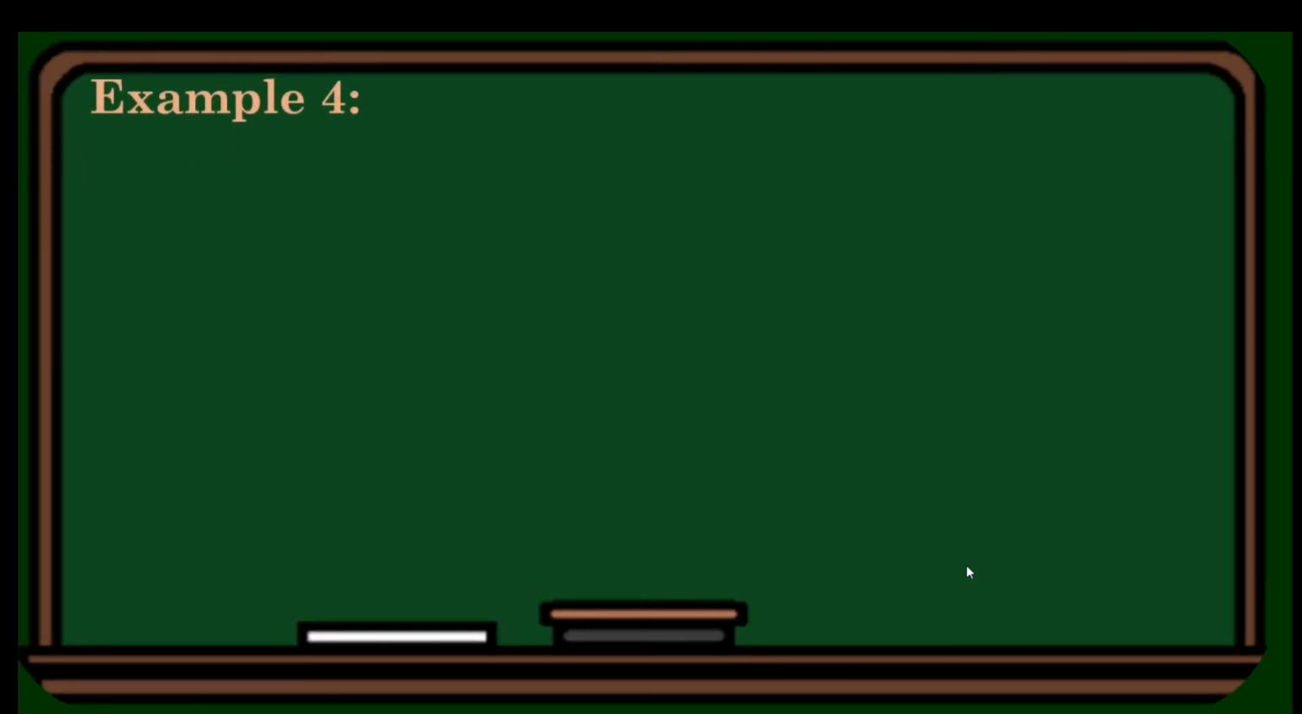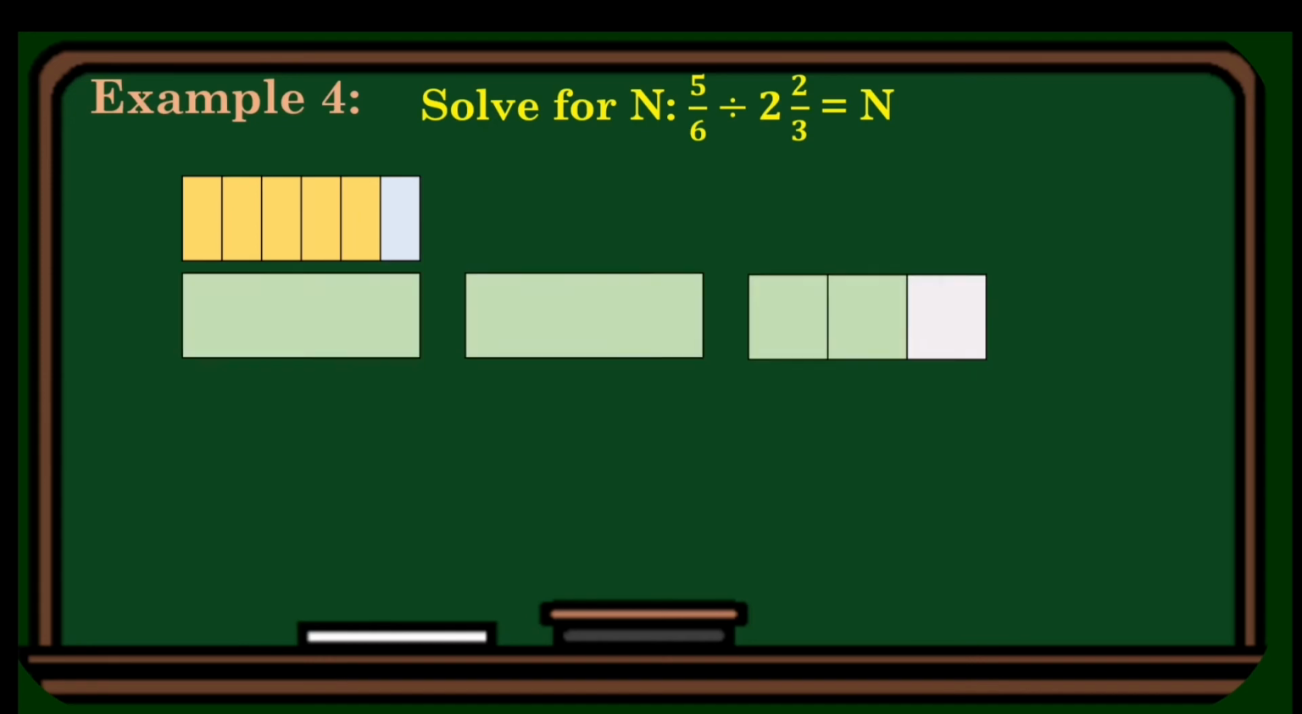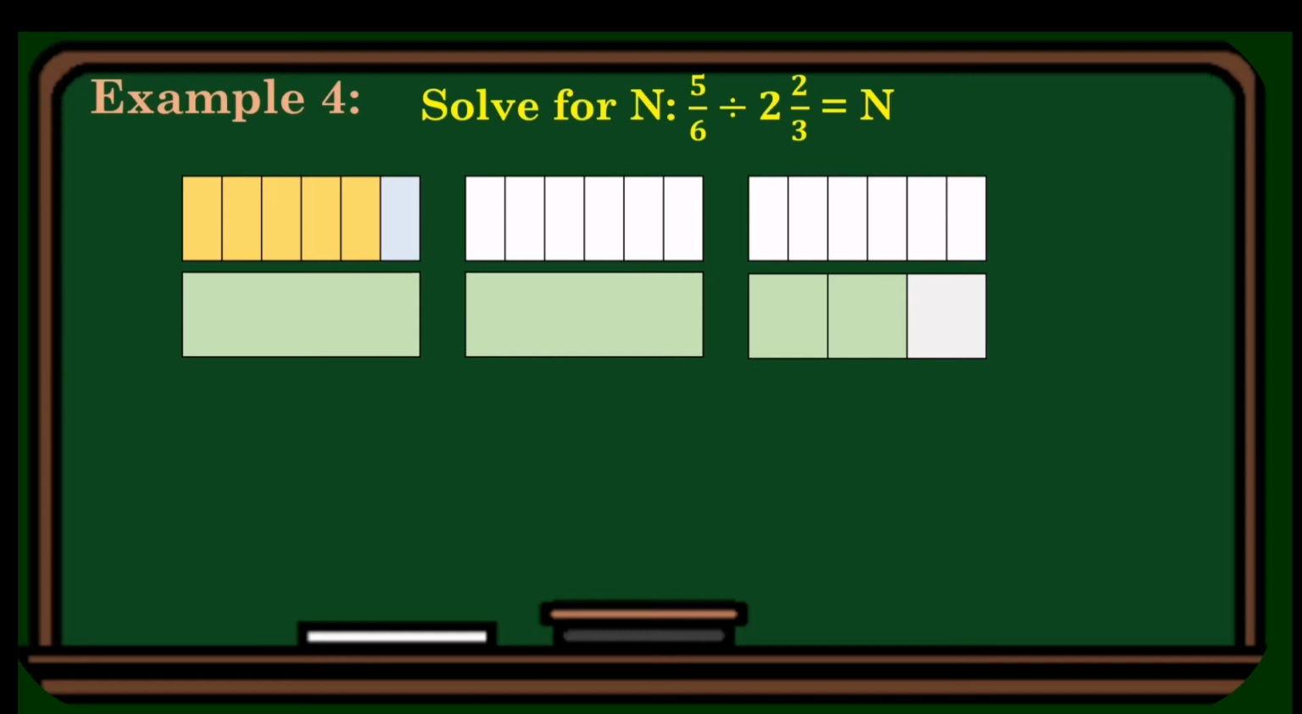Let's have example number 4. Solve for n. 5/6 divided by 2 and 2/3 equals n. Or how many 2 and 2/3 in 5/6? Okay, let's draw a model for 5/6 and 2 and 2/3. Then let's divide it by 6 equal parts. So looking at the figure, there are 16 equal parts in 2 and 2/3. Let's count. 1, 2, 3, 4, 5, 6, 7, 8, 9, 10, 11, 12, 13, 14, 15, and 16. So 16 equal parts in 2 and 2/3.